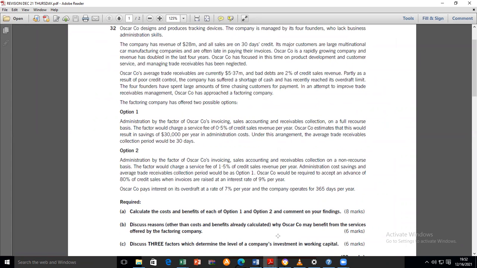Discuss reasons why Oscar may benefit from services offered by the factoring company. There are a lot of points here. Let's share the points, please.